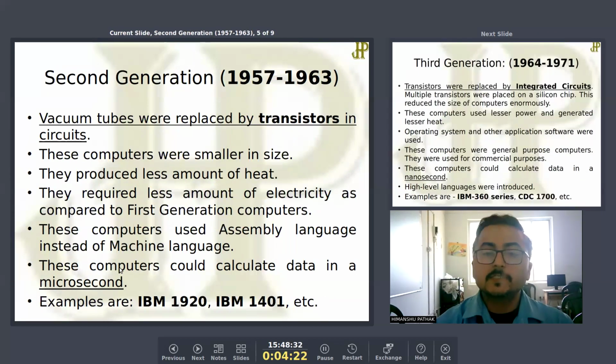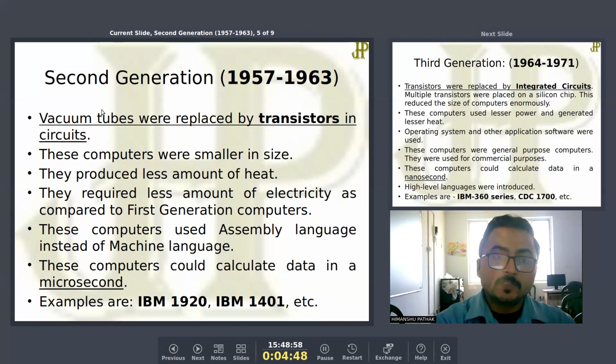Now, second generation starts from 1957 to 1963. In this generation, vacuum tubes were replaced by transistors. And due to transistor circuitry, computers were smaller in size. It produces less amount of heat. It requires less amount of electricity as well.